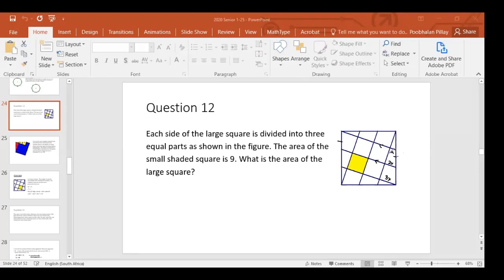Opposite sides are equal. It's a square. So all these sides are equal and they are parallel. Therefore, this figure is a parallelogram. Therefore, the other pair is parallel. So there are a lot of theorems like this. It becomes very complicated. So all these lines are parallel.